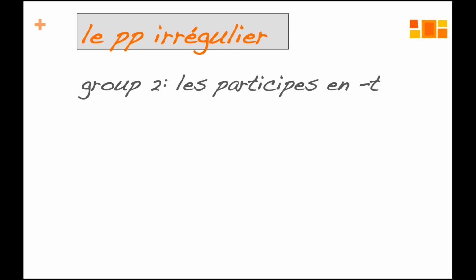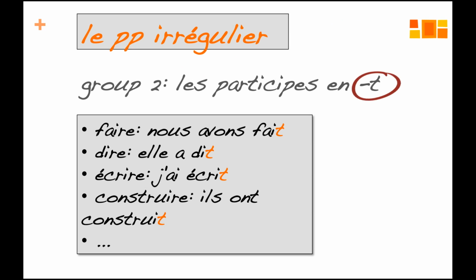Groupe numéro 2, les participes en t. And we also have a look at the most important ones. Faire, dire, écrire et construire. I've also put in here. Faire, to do. Nous avons fait. We did. Nous avons fait avec un t à la fin. Dire, to say. Elle a dit. She said or she has said. Elle a dit avec un t à la fin aussi.